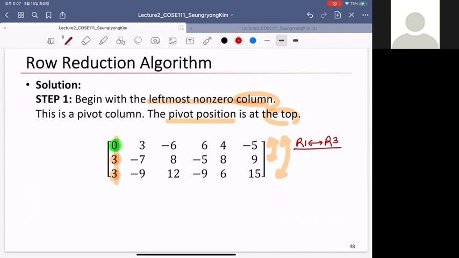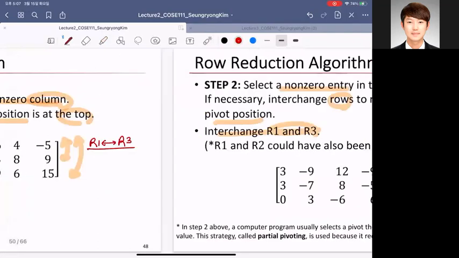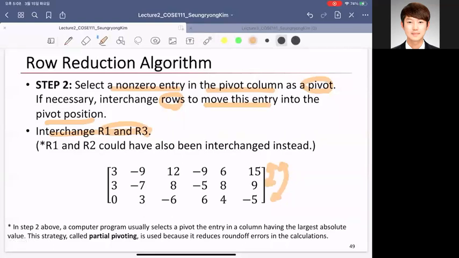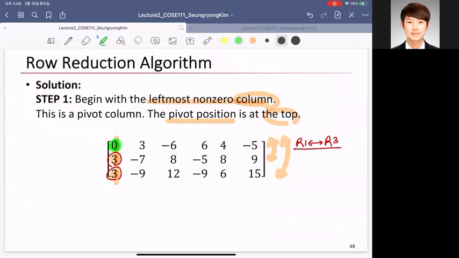But there are two possibilities, R2 and R3. So how can I determine which row is better? To understand this, we have to discuss partial pivoting. In step 2 above, the computer program usually selects as the pivot the entry in the column having the largest absolute value. This strategy, called partial pivoting, is used because it reduces the amount of errors in the calculation. Looks difficult, but it's very straightforward. I'd like to show you one example.